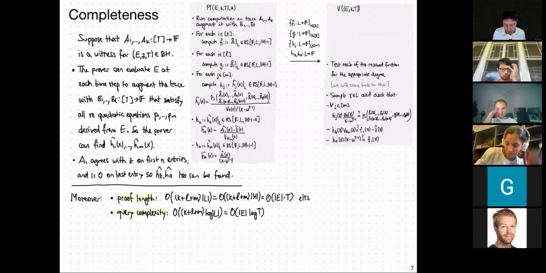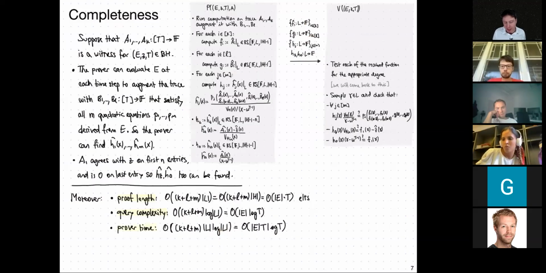The query complexity is going to be, because of running FRI, logarithmic in the domain, okay? And how many queries are we making? We're making as many queries as there are oracles here. So that's E log T, all right? The prover time, we're not really going over it, but it's basically doing polynomial arithmetic over things of size L. So with FFTs, it can be done in L log L. So you think about it as E times T times log T. So something pretty close to linear.